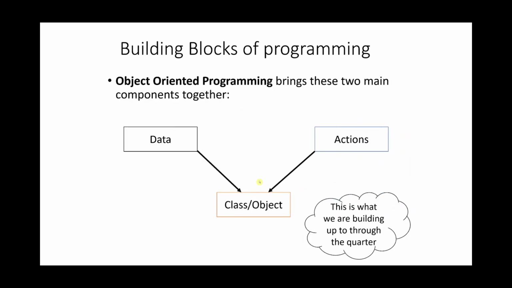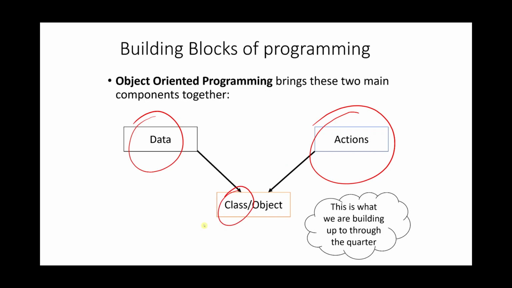What we are aiming for in this course is to be able to create object-oriented programs. Object-oriented programming brings those two, the data and the actions, together to create an object. An object is going to be formed by the class, and this is something we are going to discuss in lecture 9.